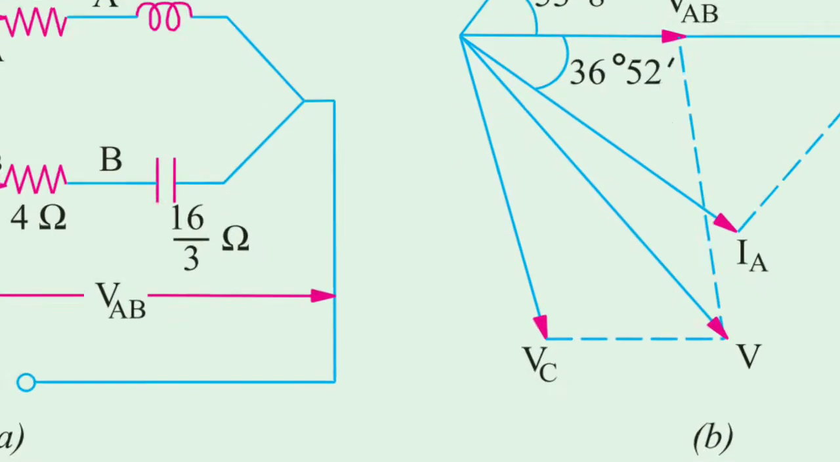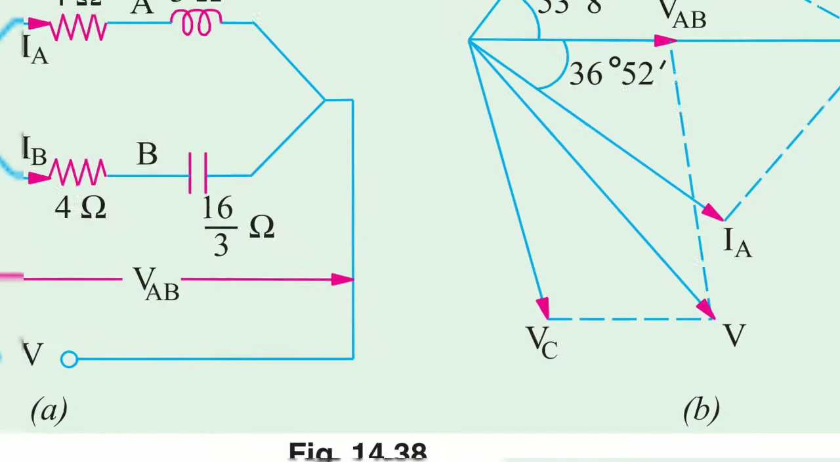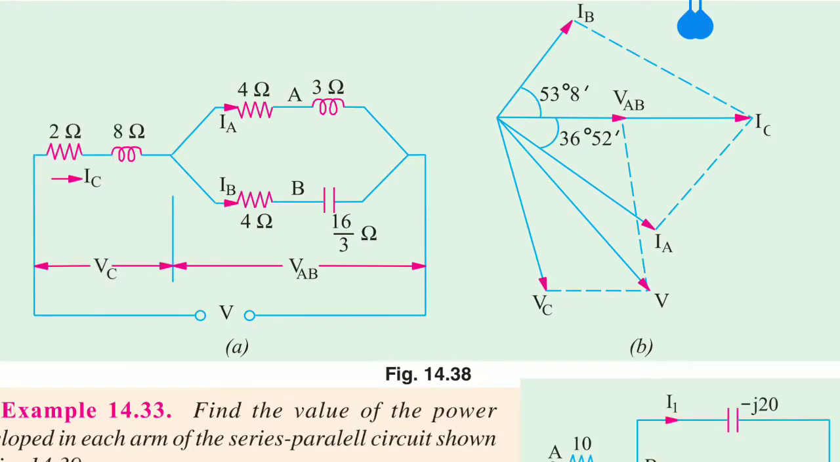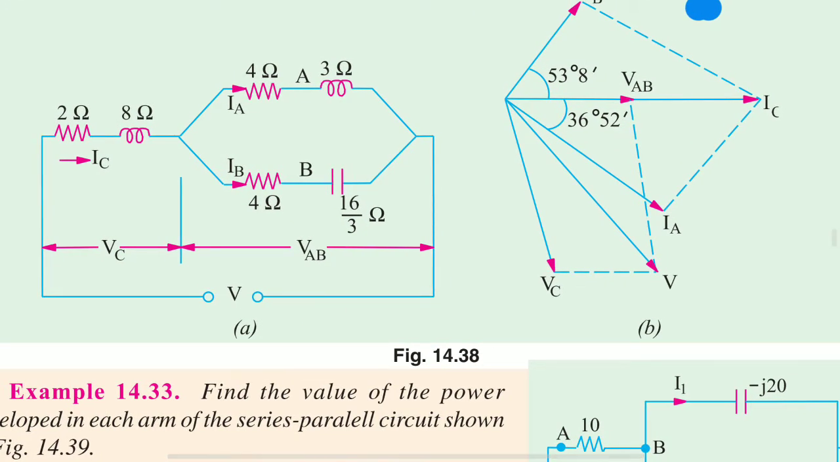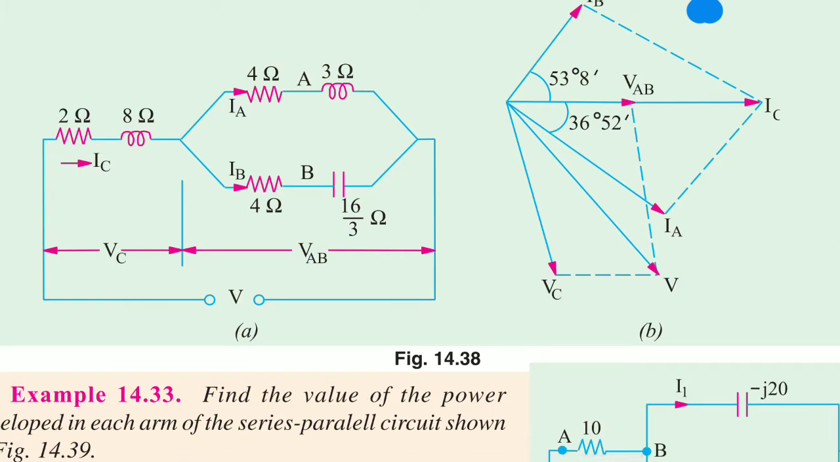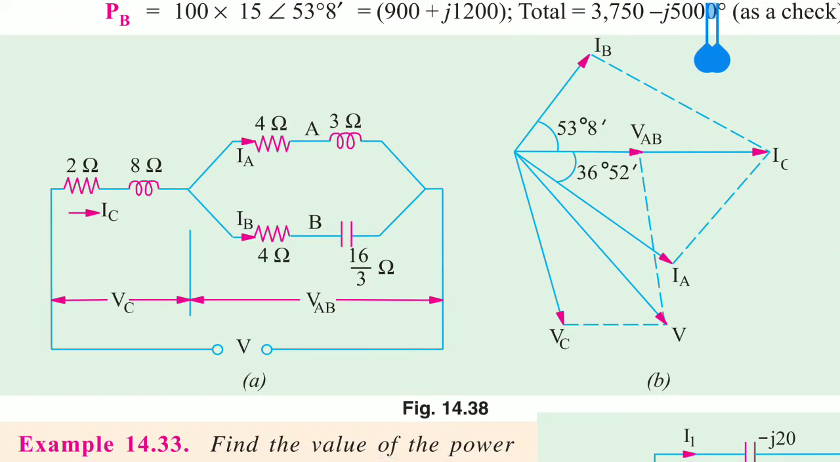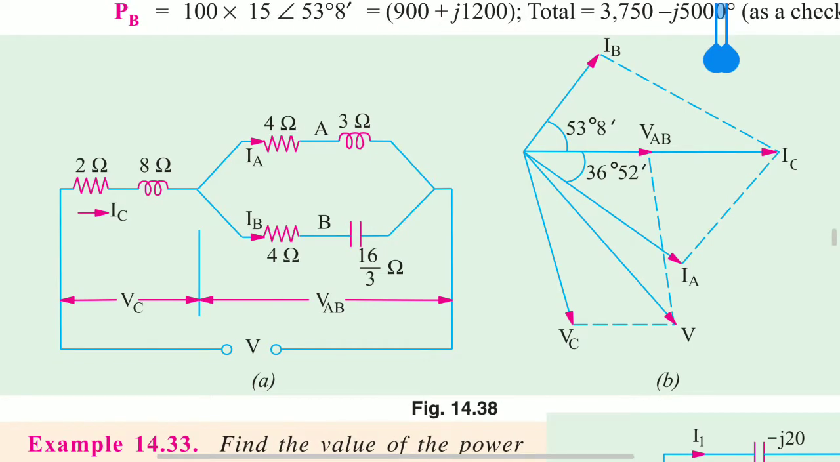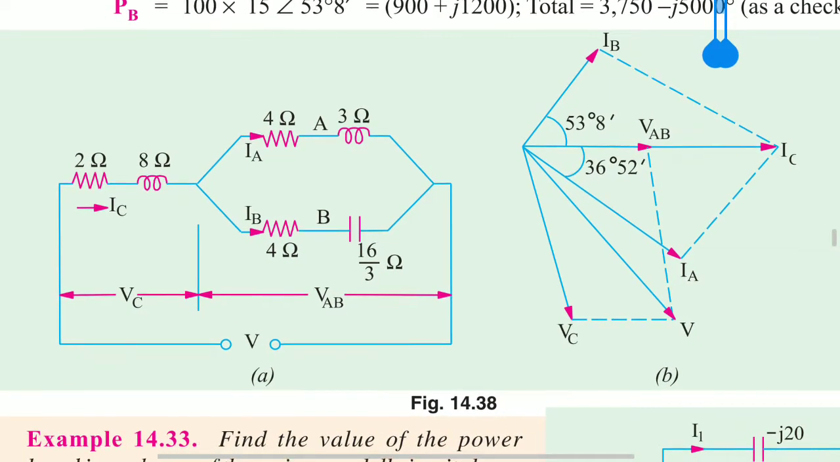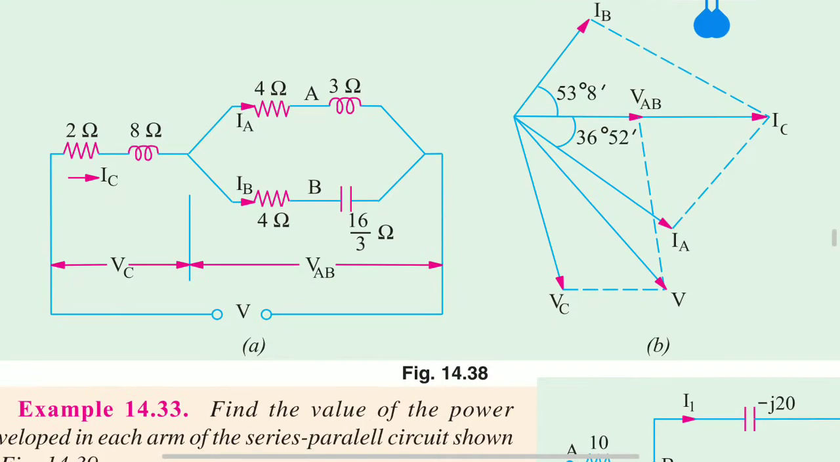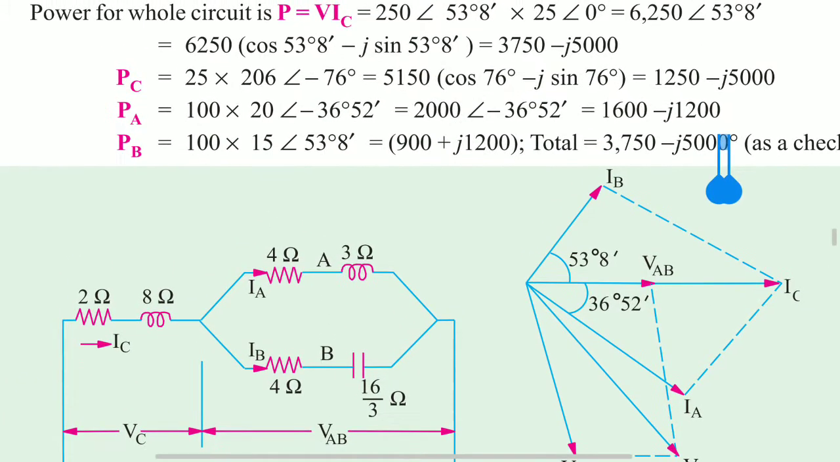So here, the phase angle between VAB and IA is 36 degrees 52 minutes, and the phase angle between VAB and IB is 53 degrees 8 minutes. This is the phasor diagram of the given circuit.